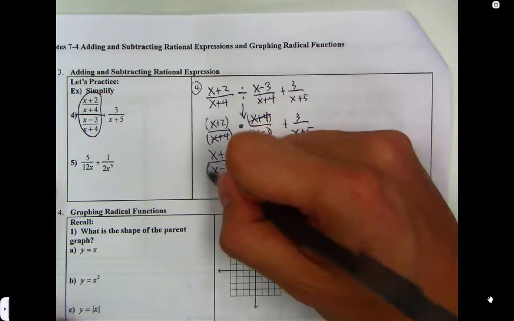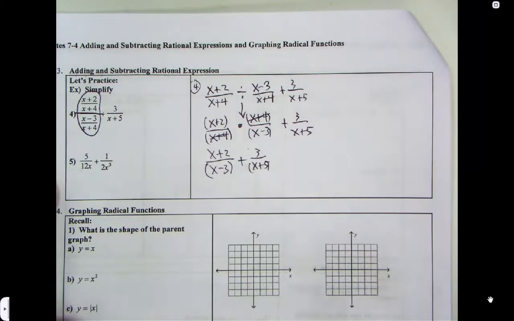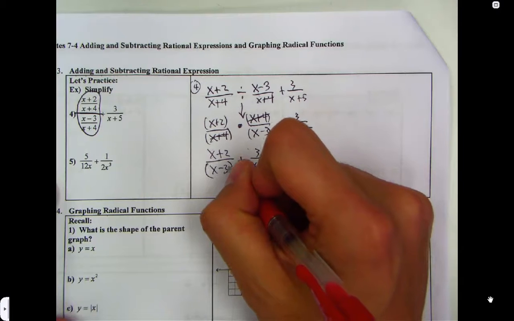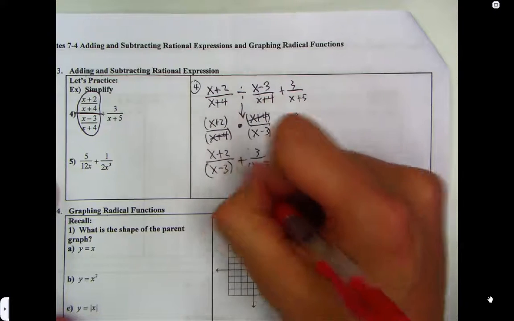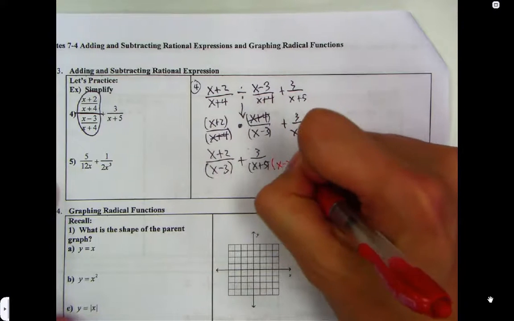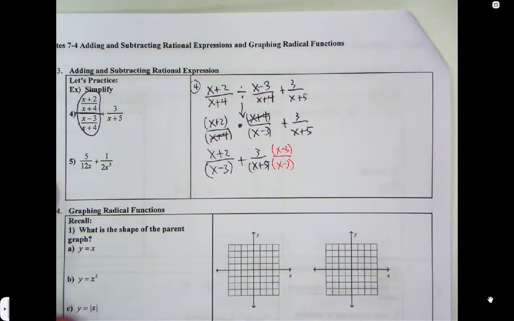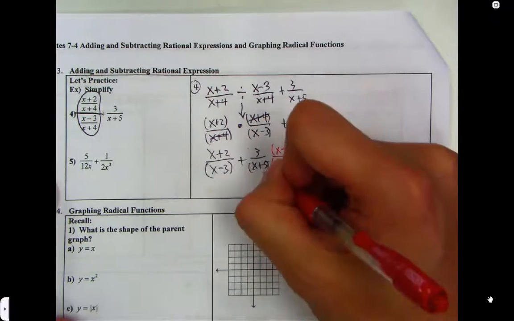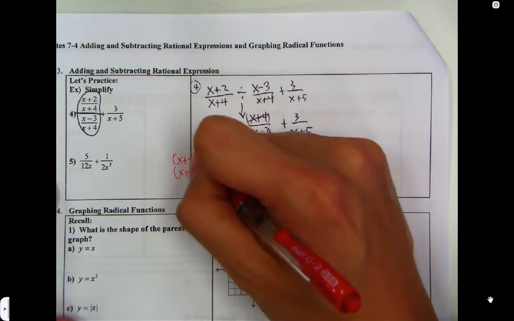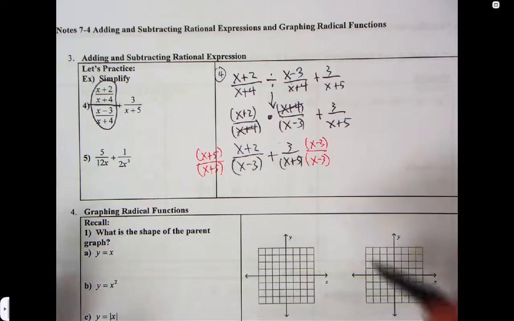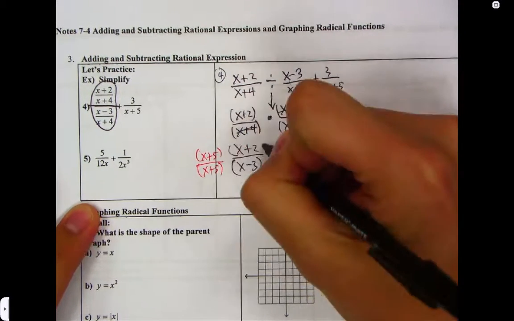So we're going to factor the bottoms, and they're factored already. We're going to make sure that they have the same bottoms. So does both fractions have an x minus 3 on the bottom? No, this one does not, so we're going to add it here, x minus 3. And this one does not have an x plus 5, so we're going to add it here, x plus 5. So we got the same denominators, so we're going to work with the top. We're going to multiply out the top.